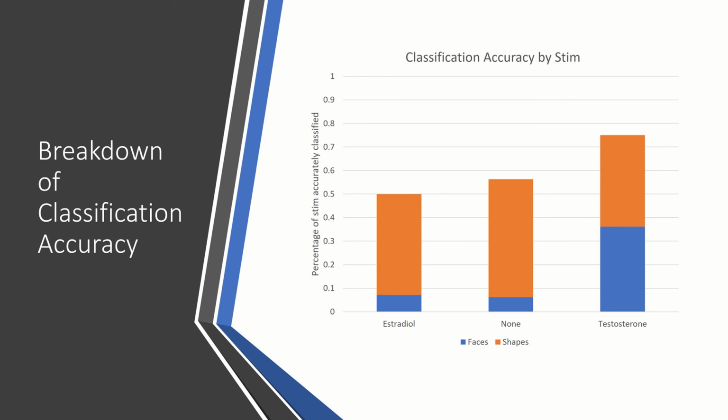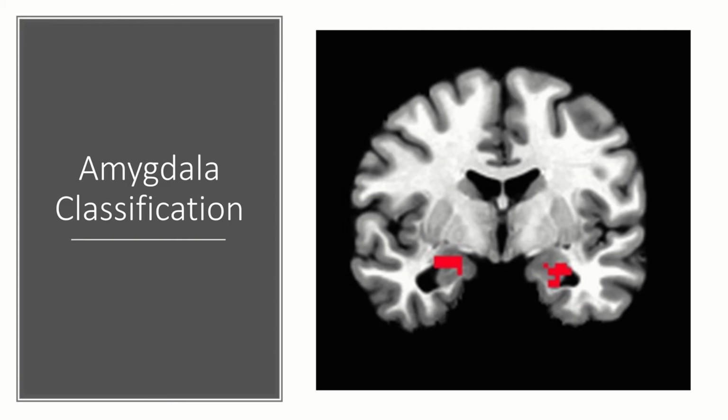And then if you map this back onto the brain, you can see these are the areas of the amygdala that are involved with both classifying shapes and faces.